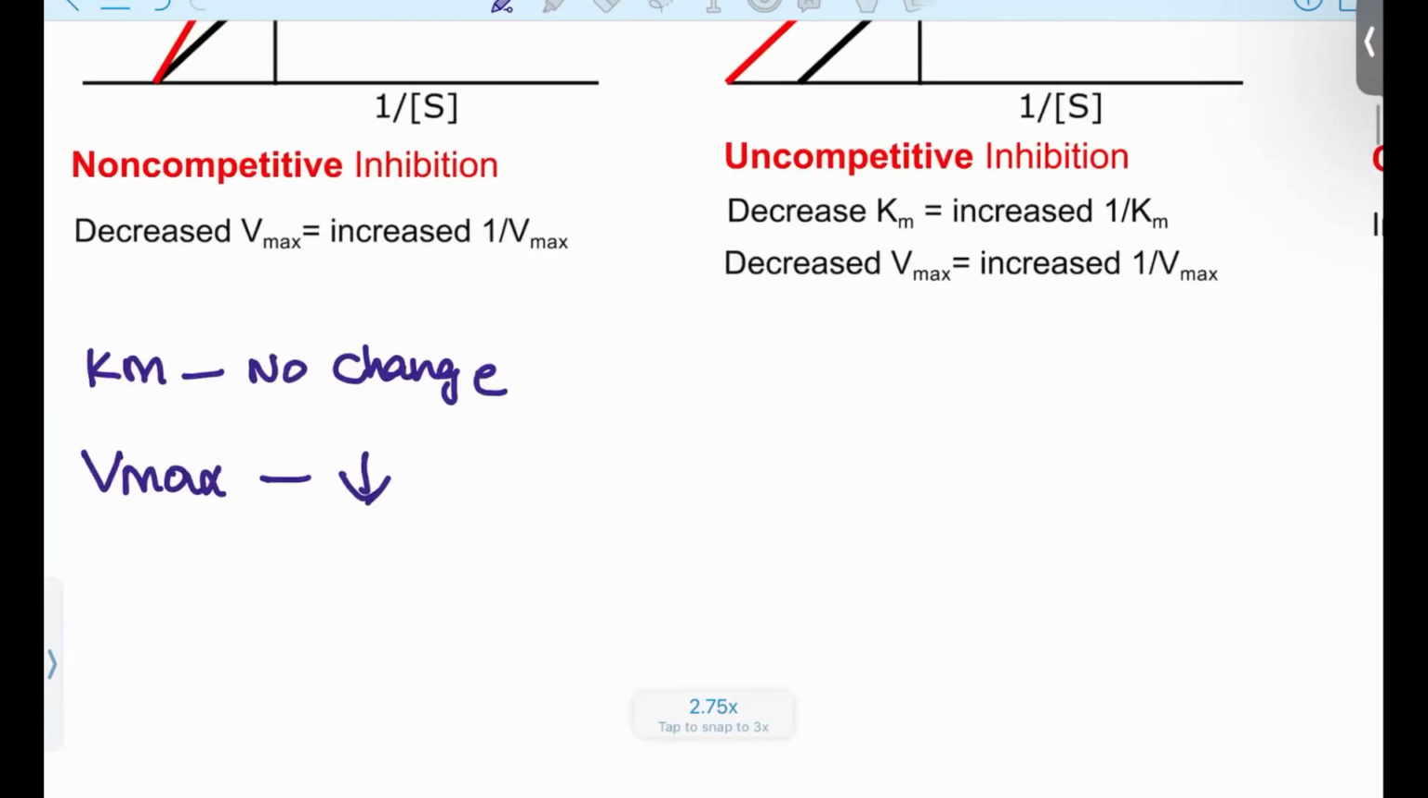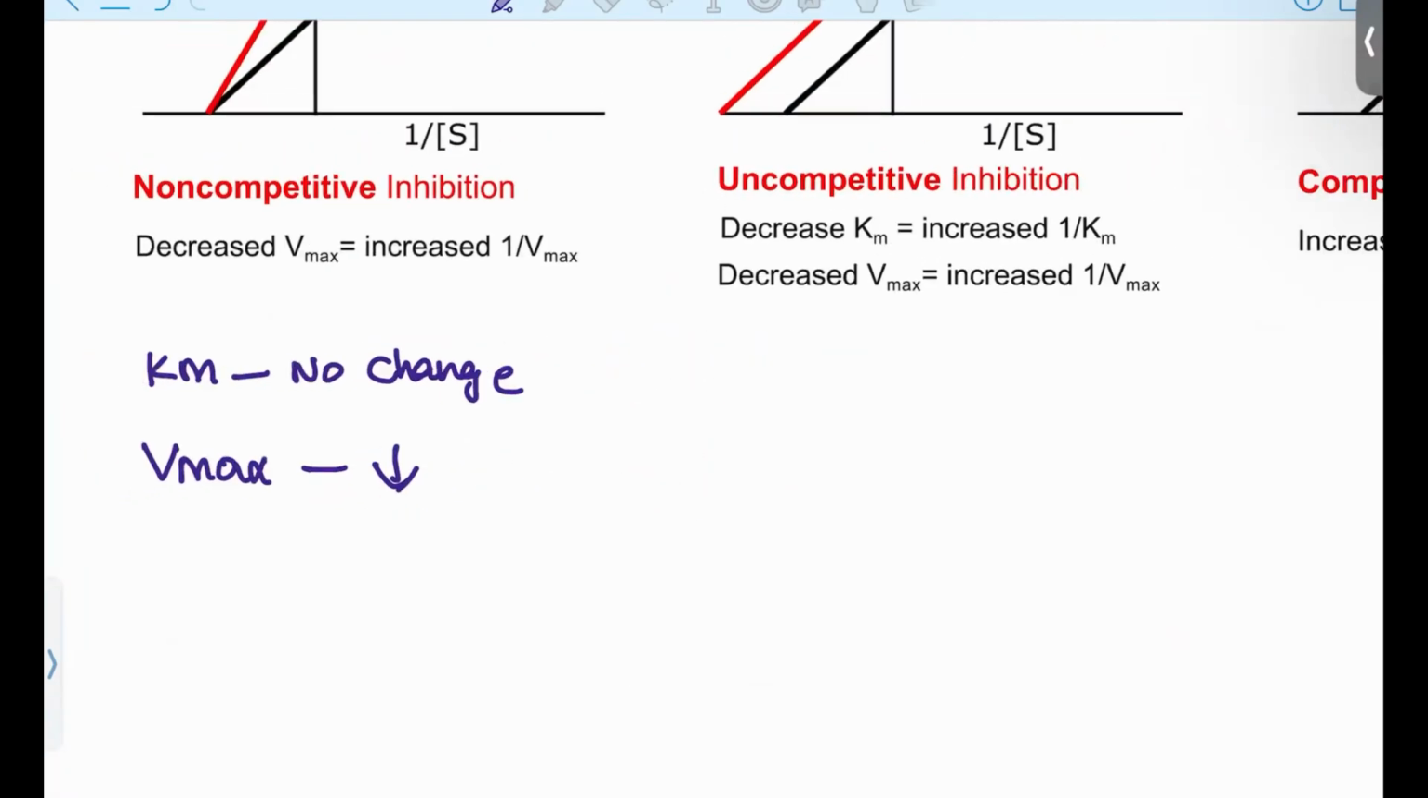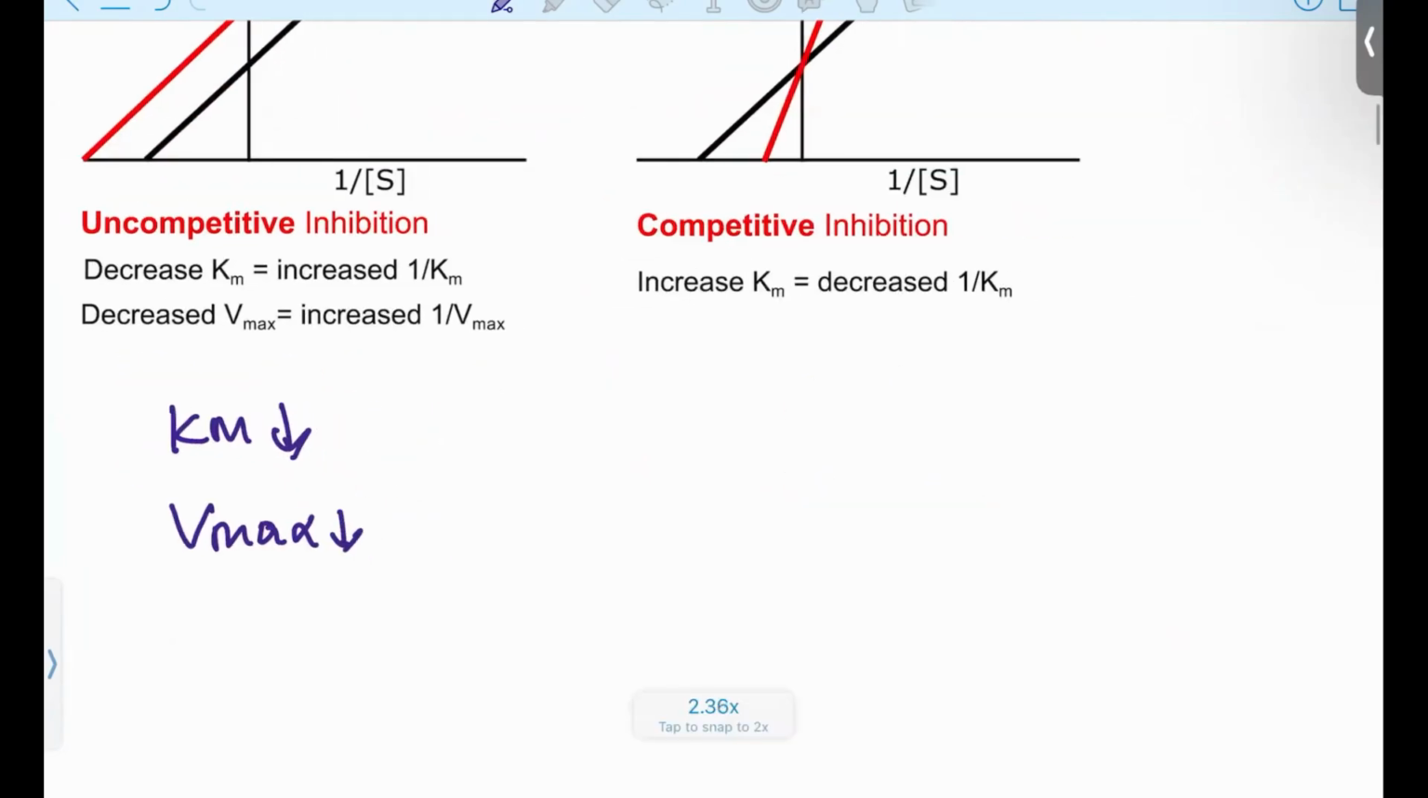And in uncompetitive inhibition, there is no competition going on. Your Km is going to decrease, and along with it the Vmax is also going to decrease. And in competitive, always remember the Km will be increased, and coming to the Vmax, no change at all.